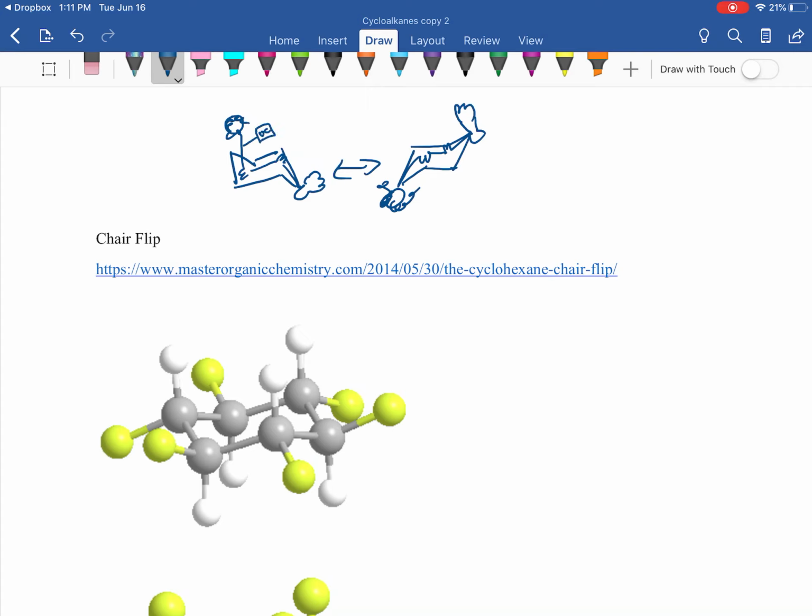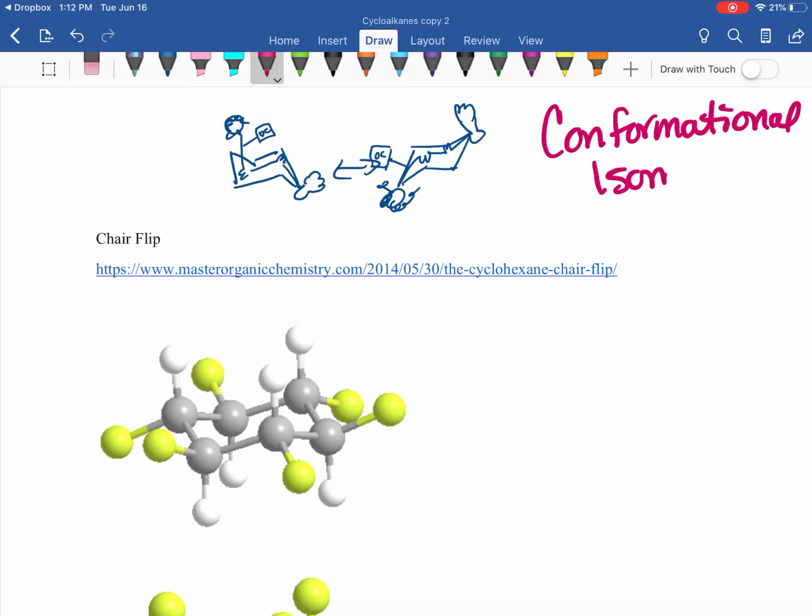Okay. Oh, and of course you're reading OChem. And you're now reading OChem upside down, which is awesome. All right, so that's literally what we need to work on, is the fact that your chair can move. And this chair flip is our conformational isomer.